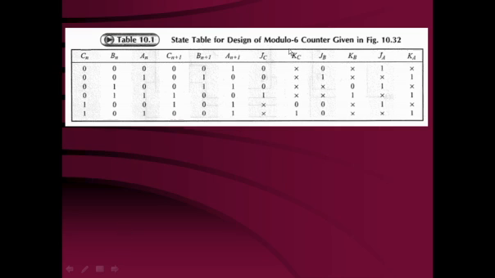This is the state transition table for the design of a modulo 6 counter. You see that the first three columns, Cn, Bn and An, are the columns for the present state. That means the outputs of flip-flop C, flip-flop B and flip-flop A are in the present condition, that means a stable state. Then this is called the next state, that means Cn plus 1, Bn plus 1, An plus 1. That means after giving one clock pulse, what the next state will be.